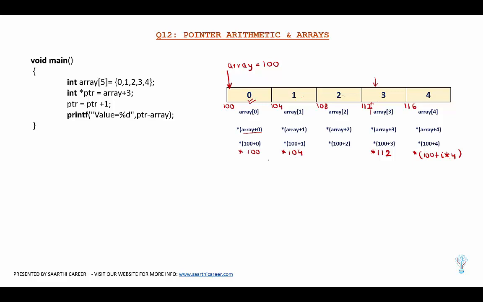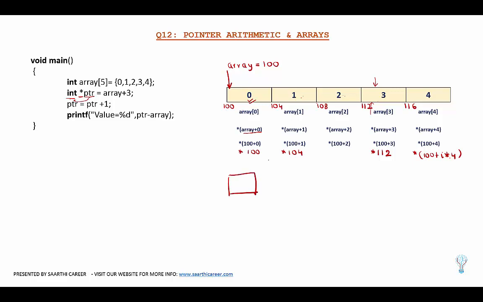Now if we look at the second line, which says int star ptr equals array plus 3. One very common misconception of people is that they call this an integer pointer. Well, there is no concept of an integer pointer. This only means ptr is a pointer to an integer. So you just read it backwards: ptr is a pointer to an integer.